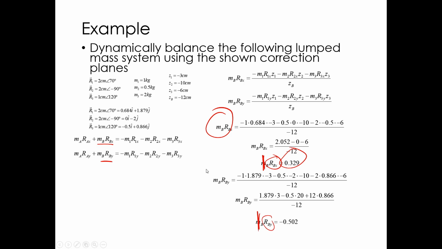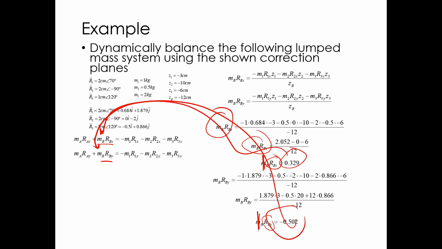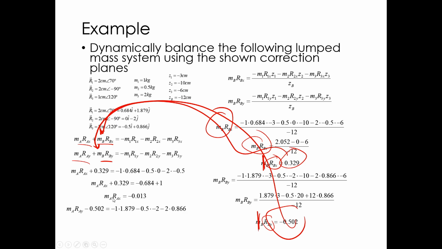I don't actually need to find what those RBX and RBYs are separately before I go back to these equations, because I know what the product is, so I just directly put that in there. And I can solve for MARAX and MARAY, those products. Again, this is a plug and chug, so watch your units, watch your signs, and I can solve for the product of MA and RAX. I can solve for the product of MARAY. Any combination of MA and RAX whose product is equal to negative 0.013 satisfies the static balance part of it.